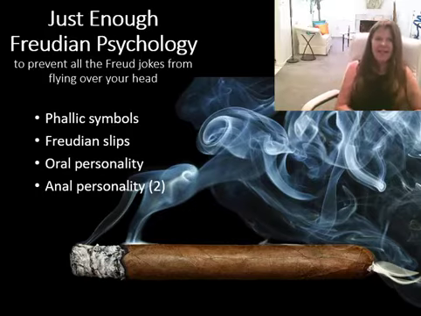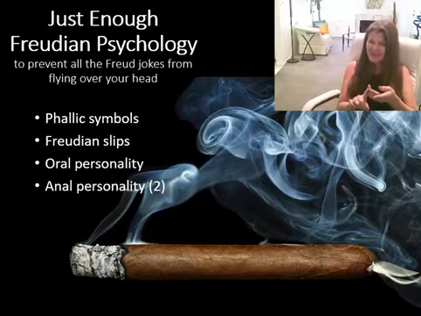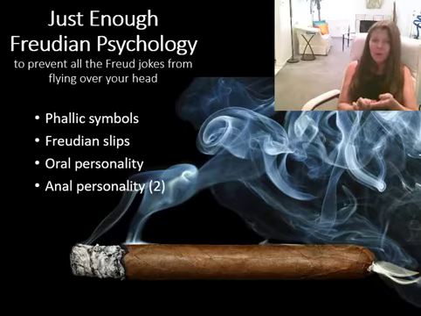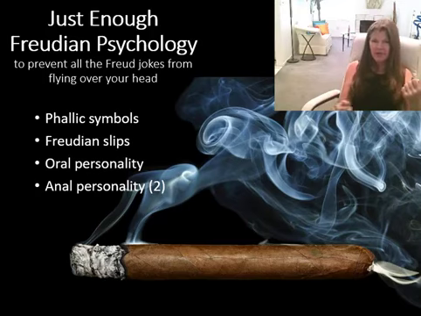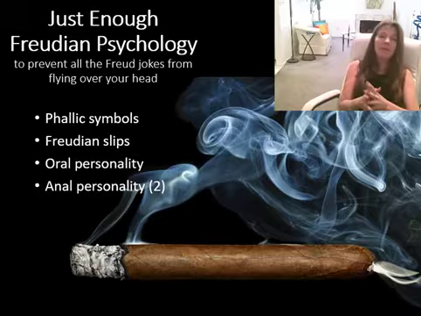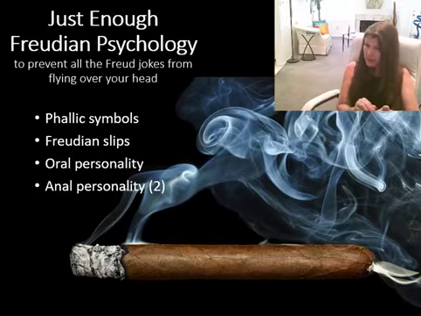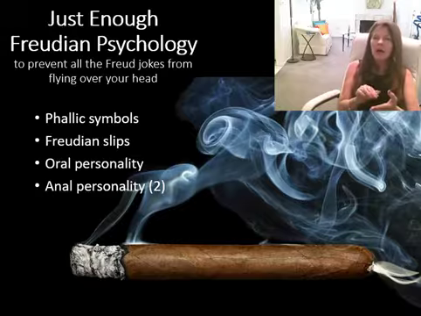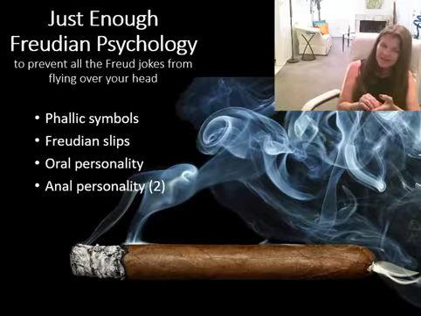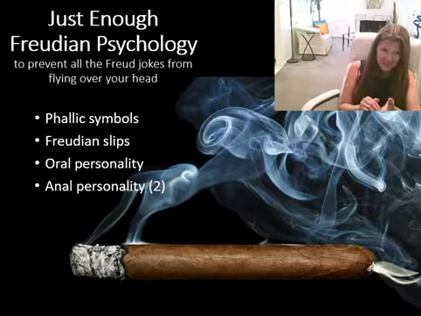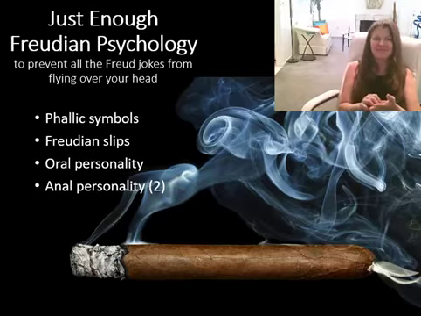Oral personality. Now, Freud thought that infants who experience great difficulty weaning from the breast exhibit an oral personality in adulthood. And this is characterized by a high need to put things in the mouth. So overeating would be an example, over drinking, smoking, chewing on your fingernails, chewing on pencil erasers, etc.